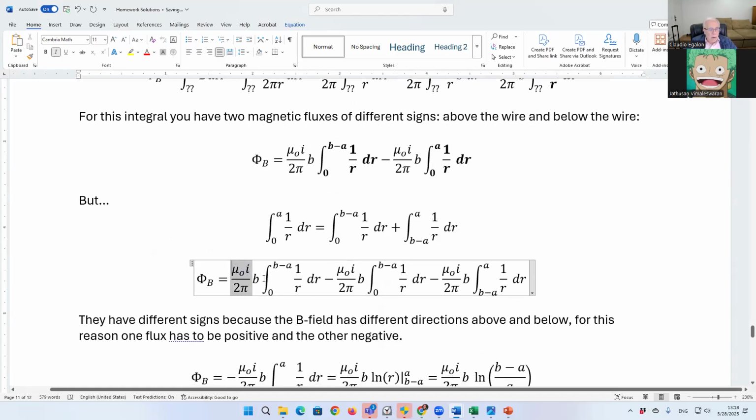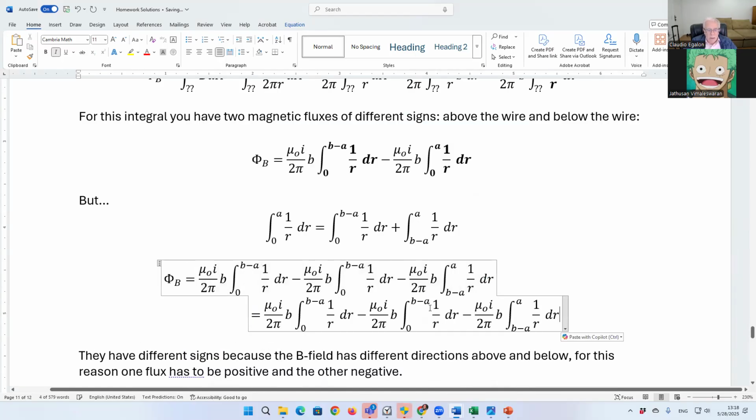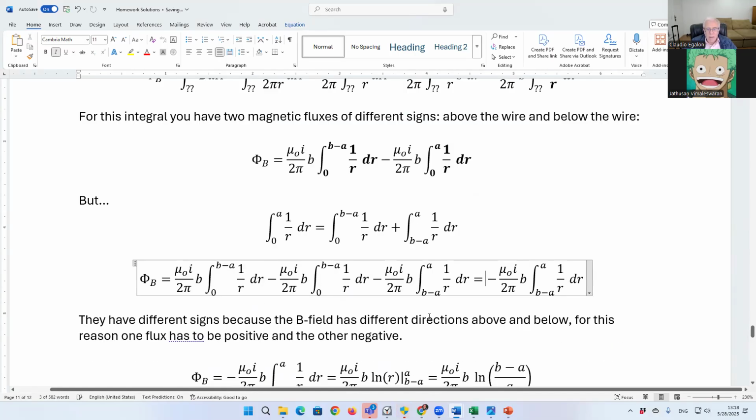Now compare this term with this term. They're exactly the same with the exception of a sign. The limits are the same. The integrand is the same. Even the multiplicative factor is the same. So we can cancel that out, and there you go. You can cancel it out to get that.